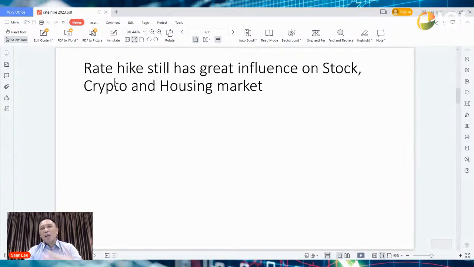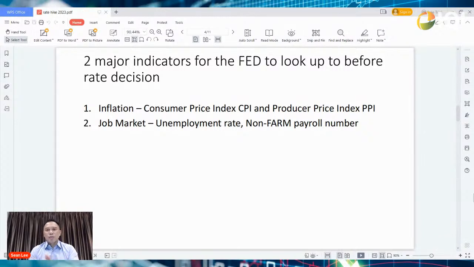Now, why do we need to care so much about the rate hike in the US? Because whether you like it or not, whether you believe it or not, whether you are benefiting or suffering from it, the Fed fund rate, the interest rate hike, will have a great influence on stocks, crypto, and especially, if you're listening to this, you're probably from the housing market as well.